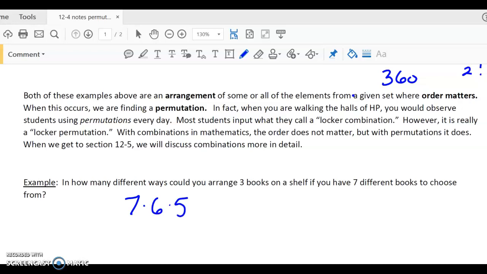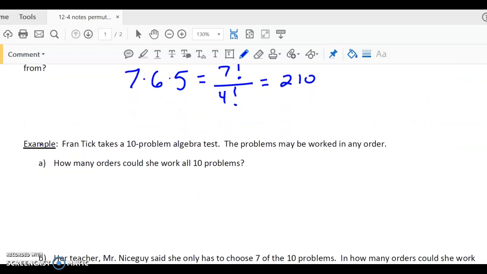So using the counting principle from the previous days, we multiply 7 times 6 times 5. If we were writing this as a factorial, we could write it as 7 factorial over 4 factorial. Either way, we're going to get 210. So there are 210 total ways that the books could be lined up on the shelf. Pause the video and see if you can do the next examples by yourself.